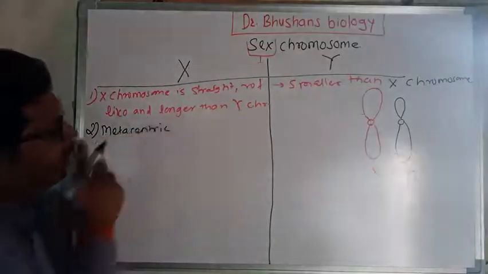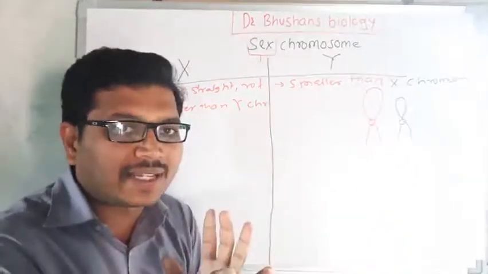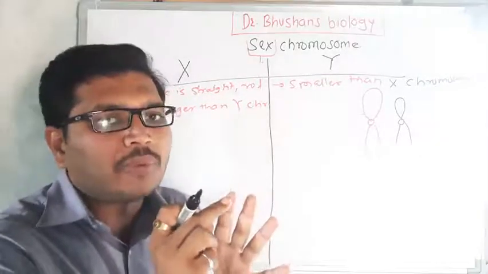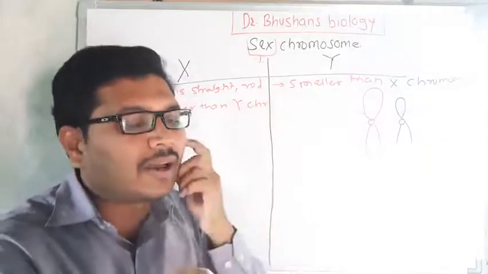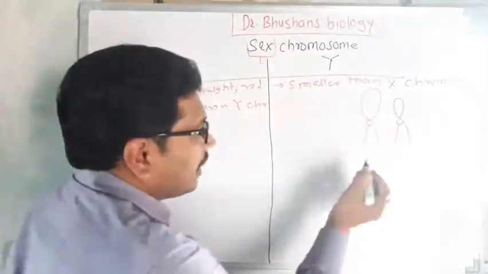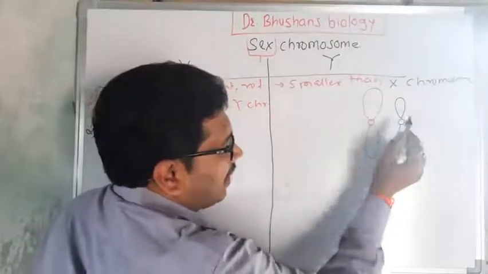Metacentric. What about Y chromosome? There are four types of chromosome. One is metacentric, another one is submetacentric, third one is acrocentric, and fourth one is telocentric. You can see our previous video, then you will get easy ideas about this. So, what about Y chromosome? It is acrocentric. You can see this is metacentric.